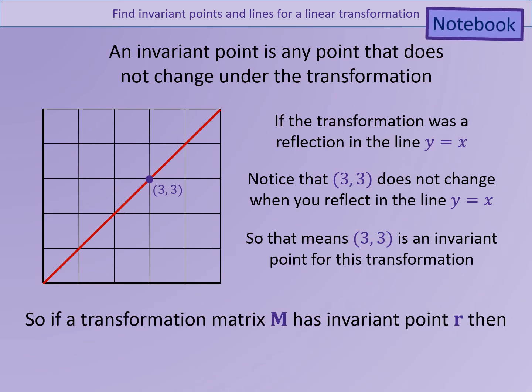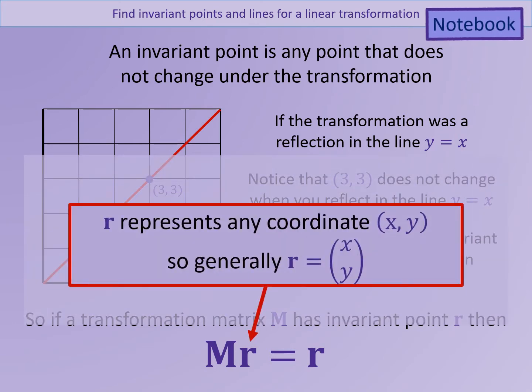If a transformation matrix M has got an invariant point, call that point R, then we can say that MR just equals R because the point is mapped onto itself. Now R is just the vector (x, y), so it's just a short way of saying it. So in 2 dimensions, R could be a coordinate (x, y) or it could be the vector (x, y). In 3 dimensions, R could represent (x, y, z). So it just depends how many dimensions there are as to what kind of vector that is.